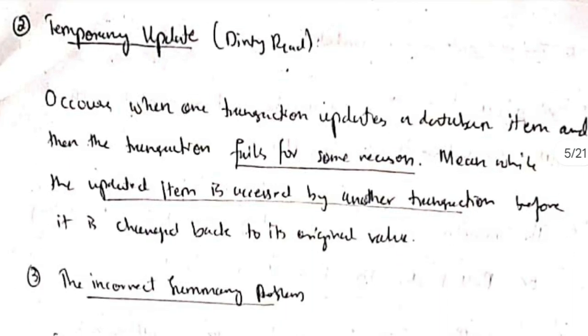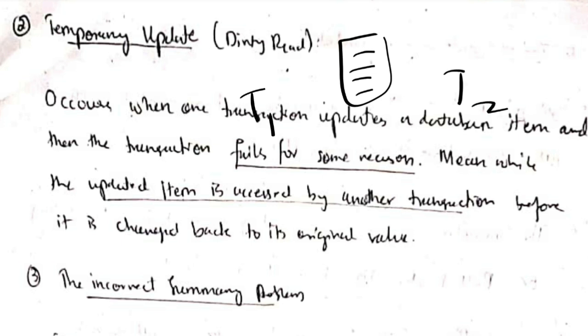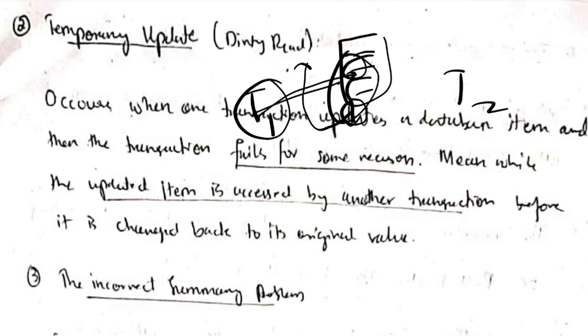The second is the temporary update problem. In the temporary update problem, the transaction reads this value, and after it has read this value, it moves on to the next part of the transaction, and then it fails. When it fails, it comes back and changes this value, but by then the other transaction has read the value and got the wrong result. That causes a difference between the values transaction T1 has and the actual value present here. That is known as the temporary update or dirty read problem.